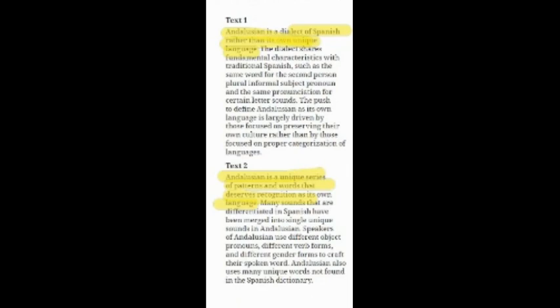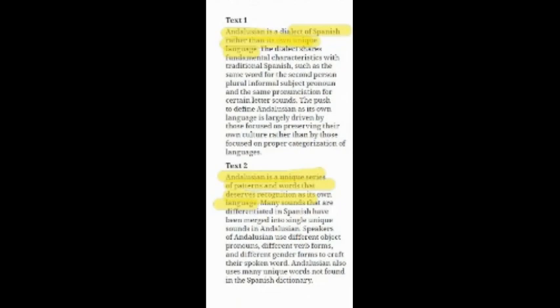Text 1 reads, Andalusian is a dialect of Spanish rather than its own unique language. So right there, we want to highlight because that is what the author is claiming. The dialect shares fundamental characteristics with traditional Spanish, such as the same word for the second person, plural informal subject pronoun, and the same pronunciation for certain letter sounds. The push to define Andalusian as its own language is largely driven by those focused on preserving their own culture rather than by those focused on proper categorization of languages.